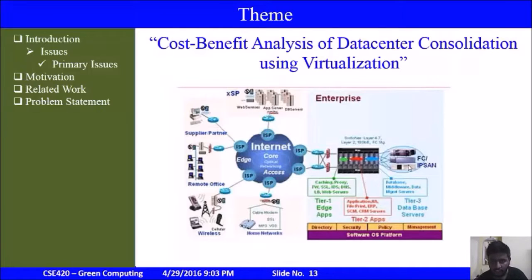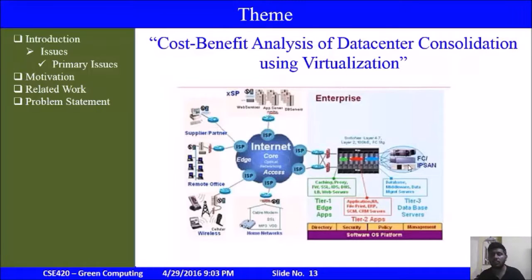The tier 1 edge apps consist of caching, proxy, FW, SSL, and various others. The tier 2 apps contain the application JM, file print, EPP, SCM, and CRM servers. The tier 3 database servers consist of the database, which is a very important part of the enterprise system, and the middleware data mite service. The other part connected is the FCI IP SAN, which plays a major role in the working.